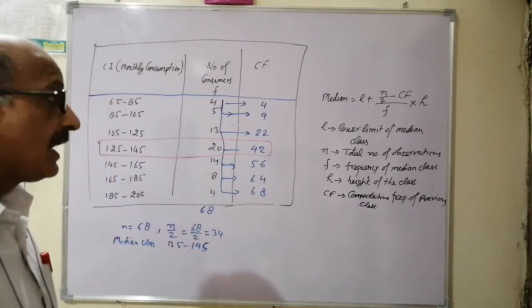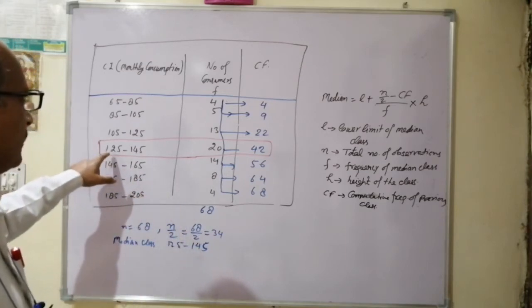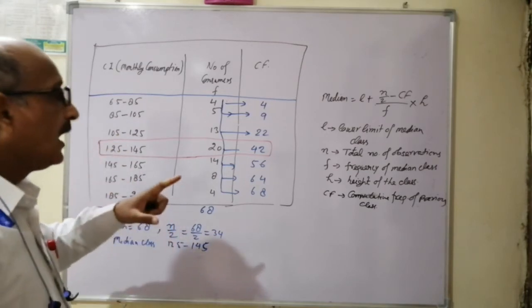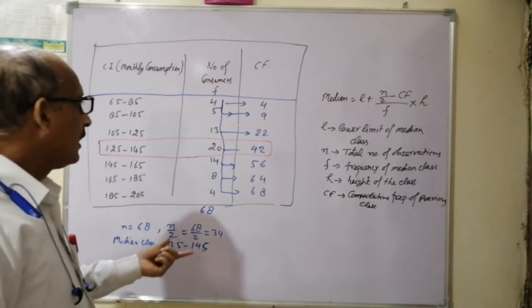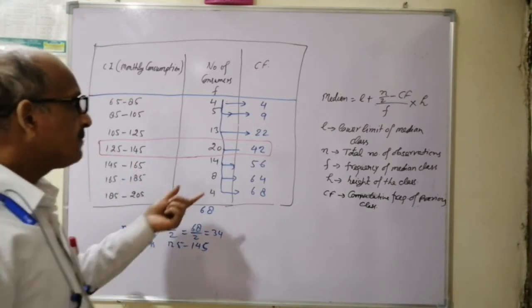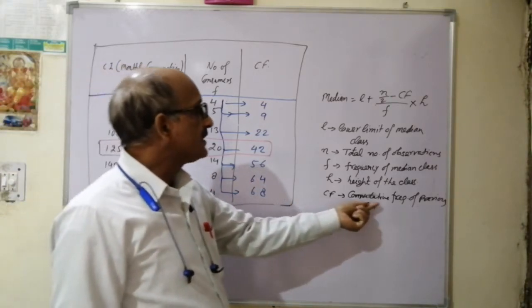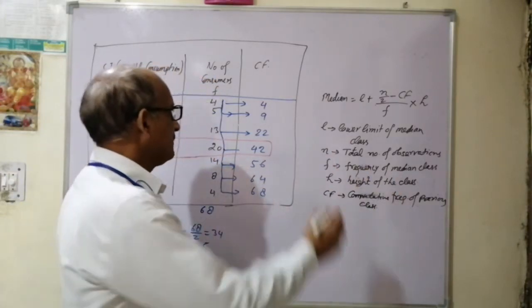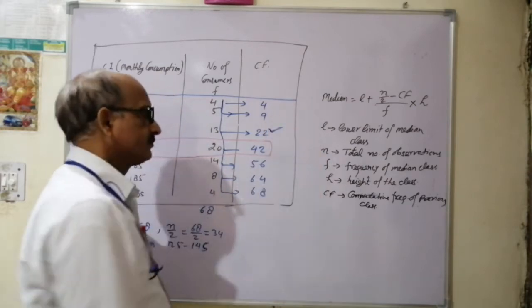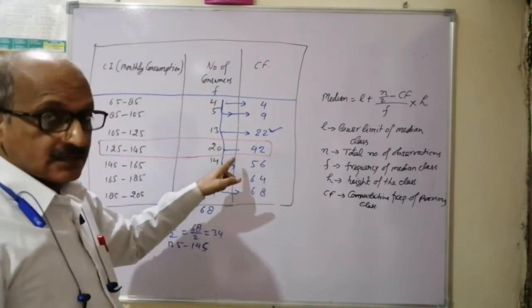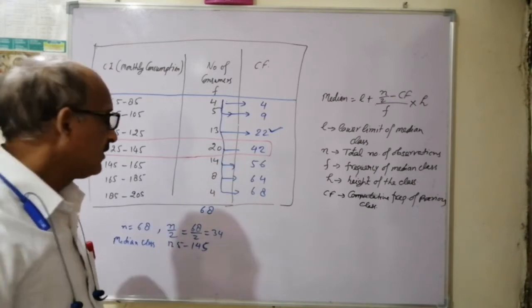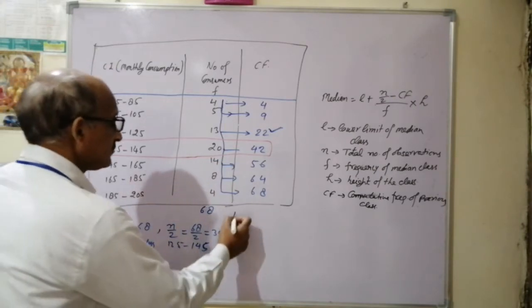Now a few things are very clear. From here we get L: L is the lower limit of the class, 125. H is already 20 everywhere. CF means the cumulative frequency of the preceding class, so this is CF. F is the frequency of the same class, so this is F, 20. Now calculate the median.